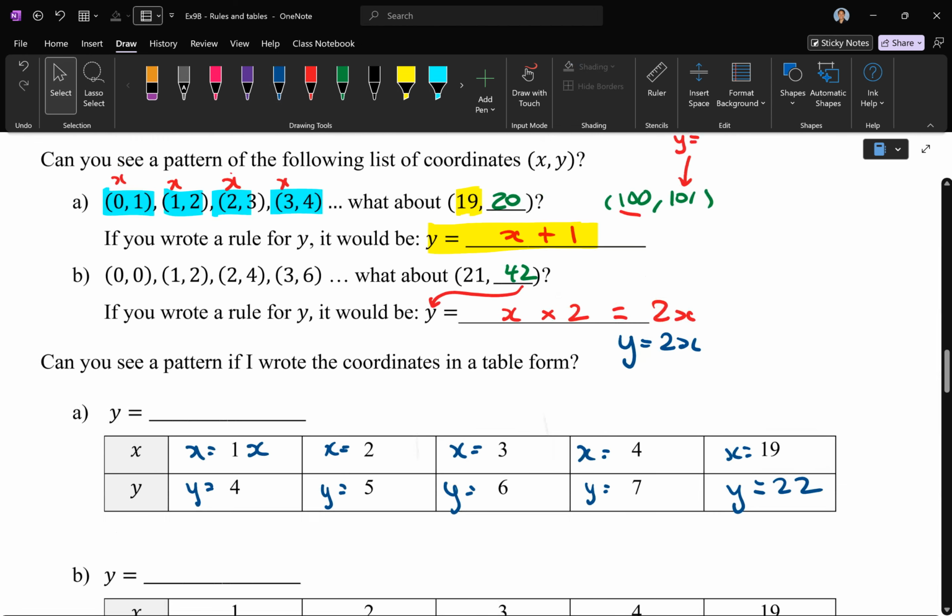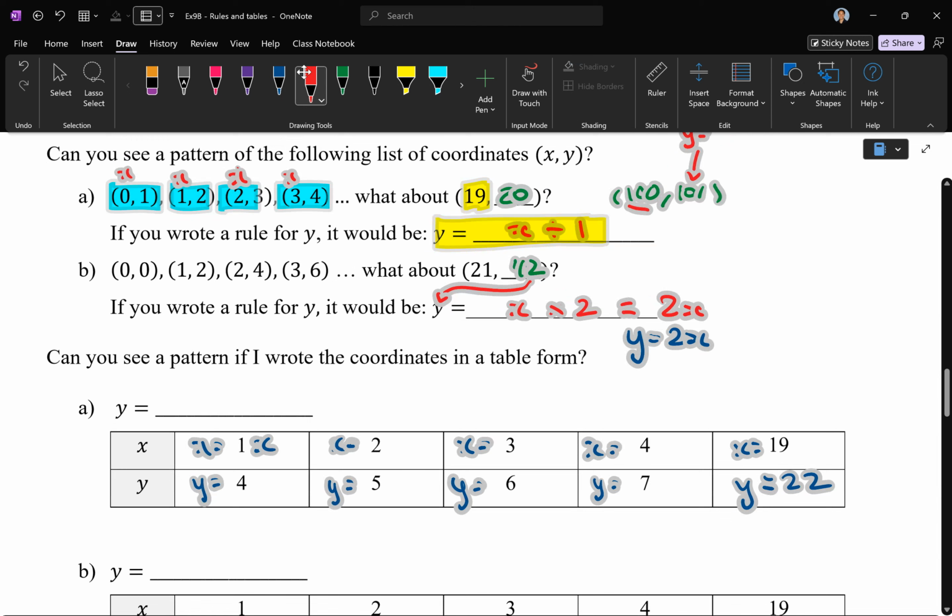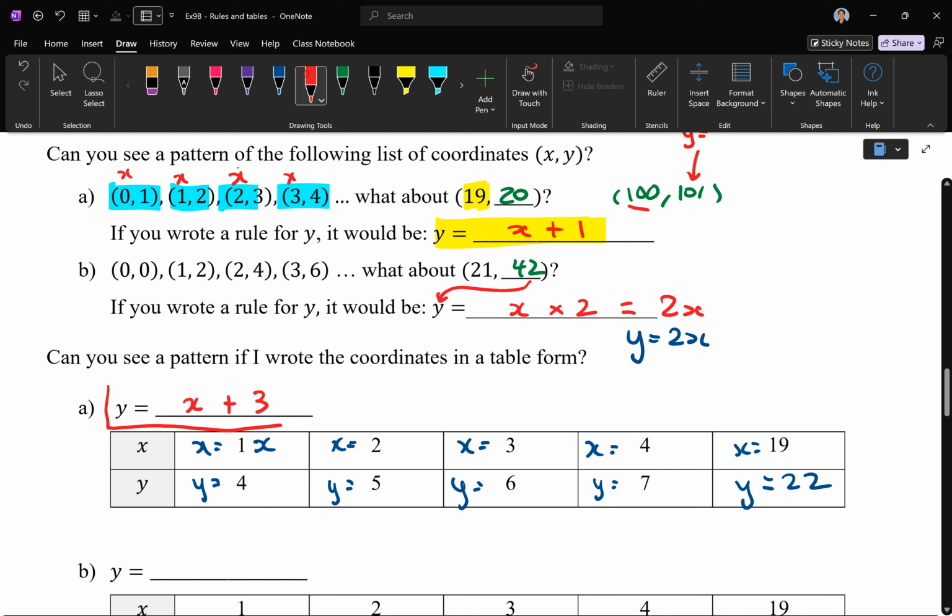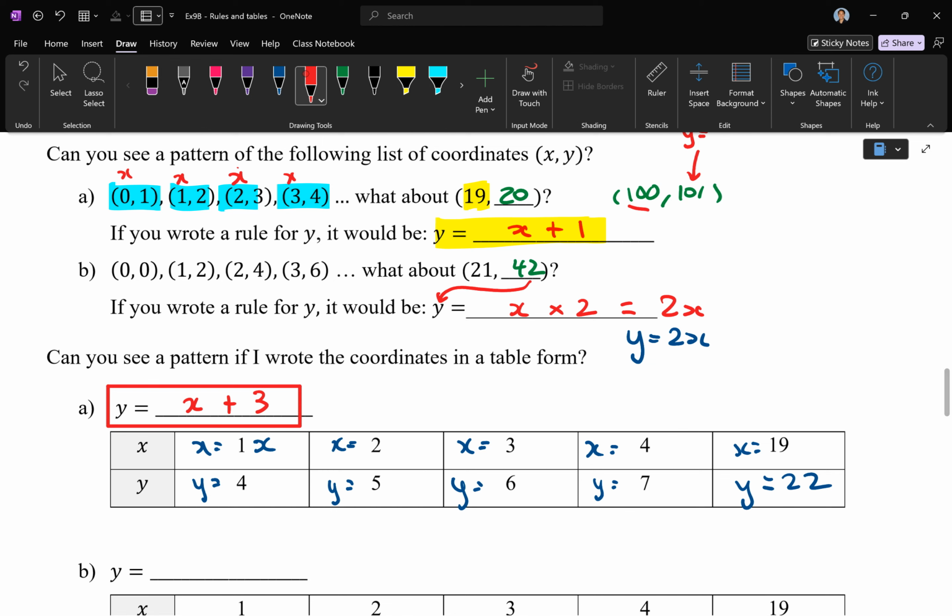So what I want you to see is you figured out the rule just now. You said it had to be whatever x was, add 3. This is your rule. You figured out a rule for it.